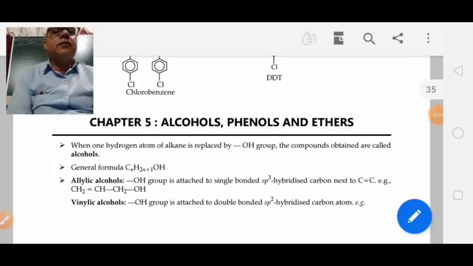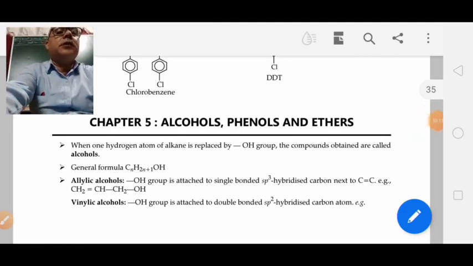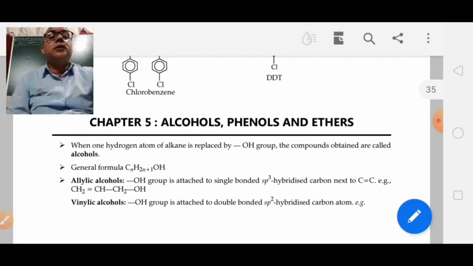Hello students, welcome to chemistry class. As you know, your third RT is going on, and your first chapter will be alcohol, phenol, ether. We are revising this chapter the third time. Today we will see some short notes on how to revise quickly. Okay, let's see.